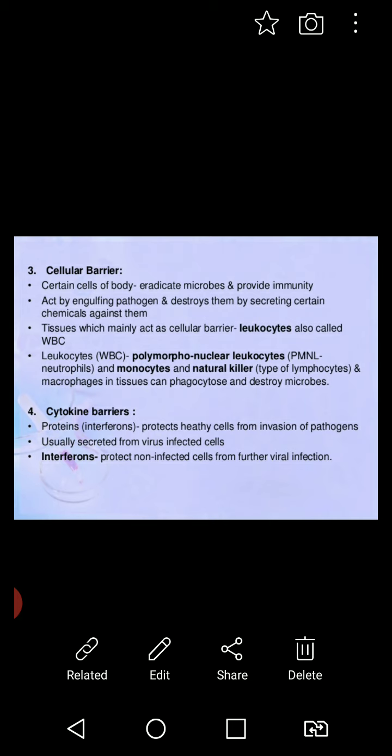What is the function of interferons? They protect non-infected cells from further viral infection. Some of the cells are only infected when the virus attacks. The remaining cells are not infected. These interferons protect non-infected cells in our body.